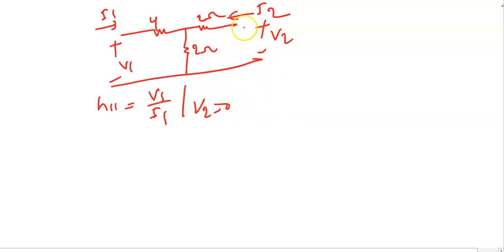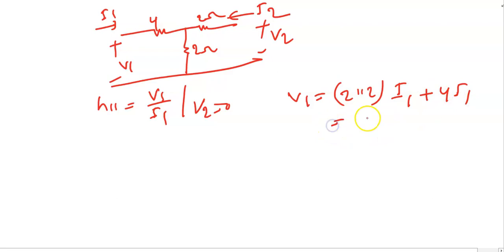So when I do a short circuit here, the 2 ohm and 2 ohm are in parallel. So V1 is equal to 2 parallel 2 into I1 plus 4 I1, that is 5 I1. So H11, which is V1 upon I1, is equal to 5 ohm, right?